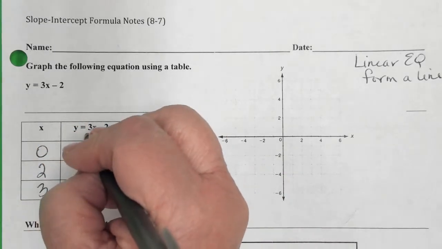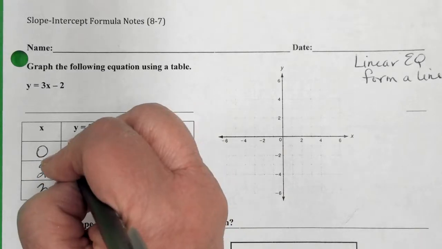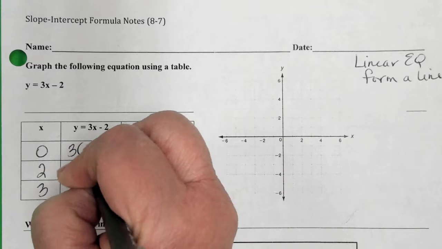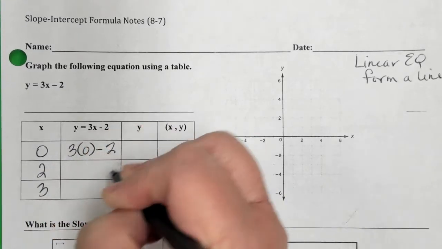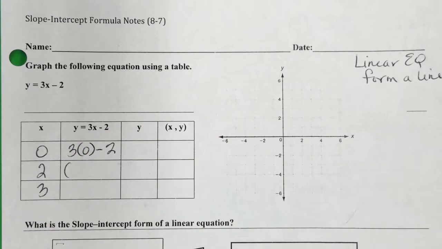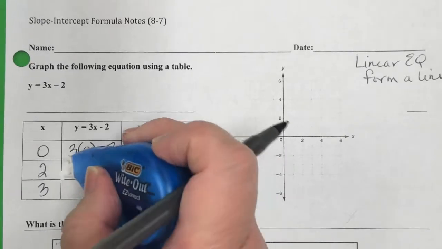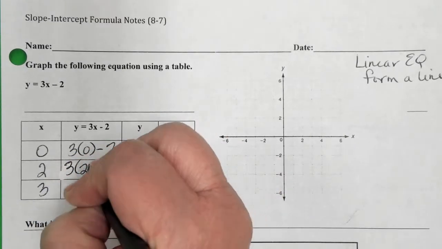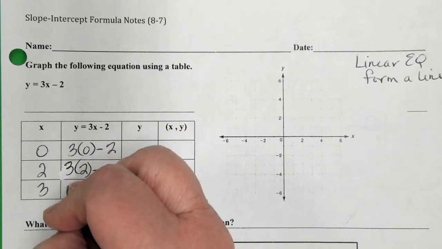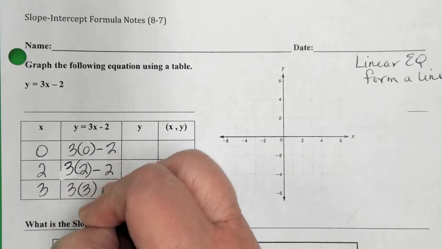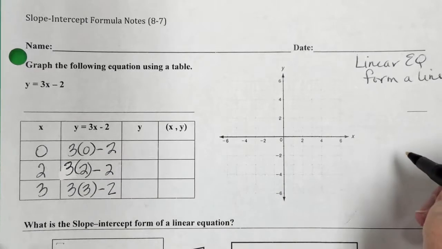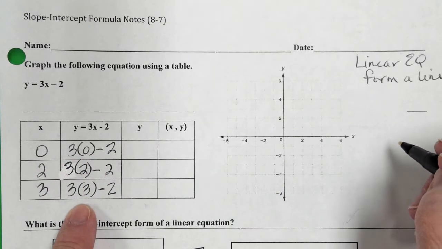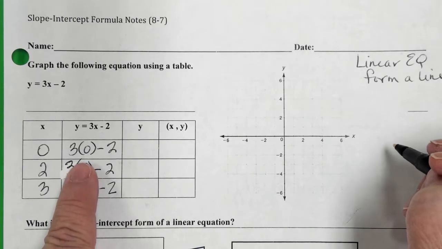If I plug in 0 in place of x, remember 3 times x, 3 times 0 minus 2. Then we have 3 times 2 minus 2. Then we have 3 times 3 minus 2. We've taken each x value and substituted it in, and now we're going to make our calculations.